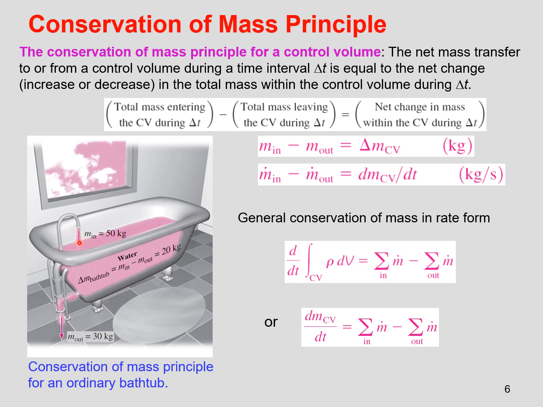kilograms coming in. In our book, he just shows this as 50 kilograms, so he's dealing with just the mass. So you've got 50 kilograms coming in, and 30 kilograms coming out. The change in mass in the bathtub is mass in minus mass out, or 20 kilograms. Now, if you had 50 kilograms coming in per second and 30 kilograms going out per second, this would be a 20 kilogram per second change in mass rate inside the tub.